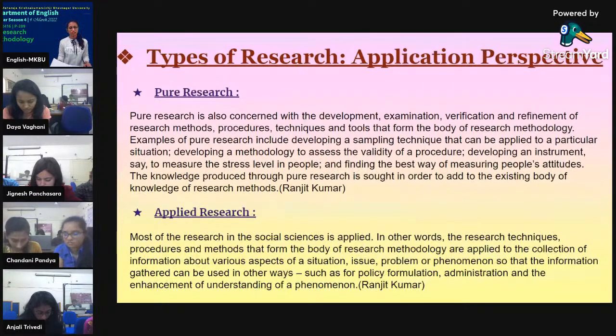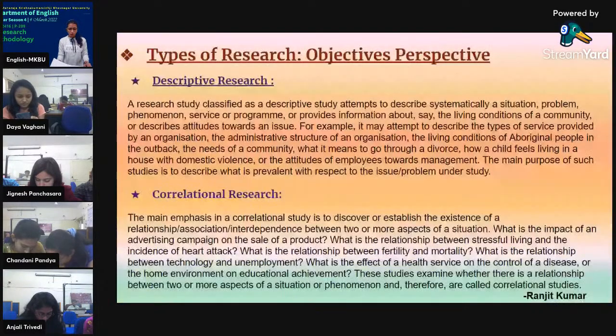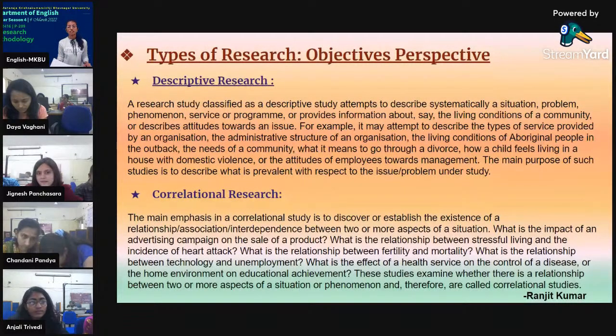And the types of objective perspective research are divided into four parts: descriptive research, correlational research, explanatory research and exploratory research. A research study classified as a descriptive study attempts to describe systematically a situation, problem, phenomenon, service or program, or provides information about, say, the living condition of a community or describes attitudes towards an issue.